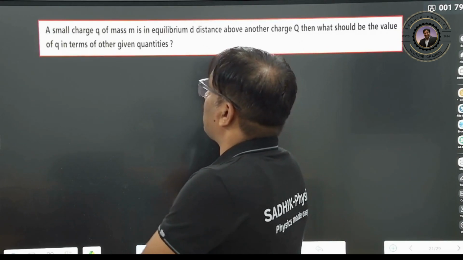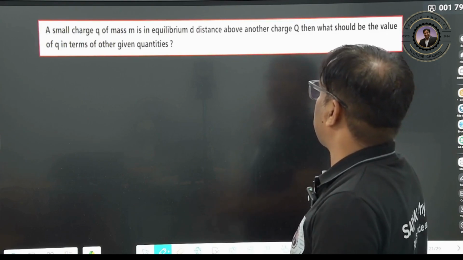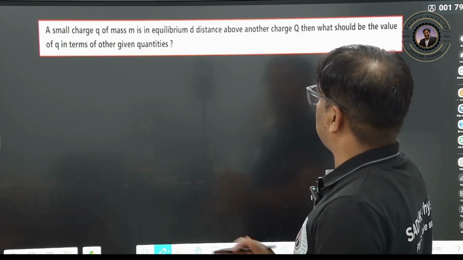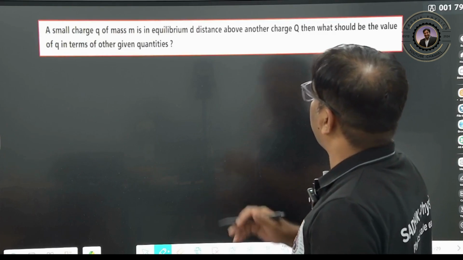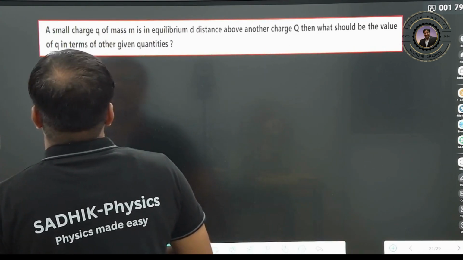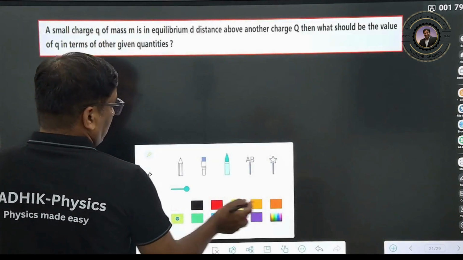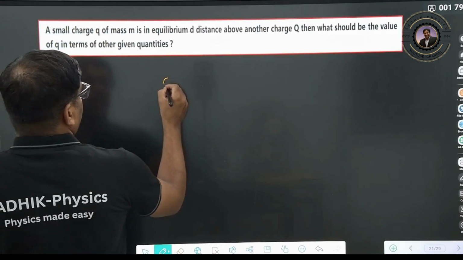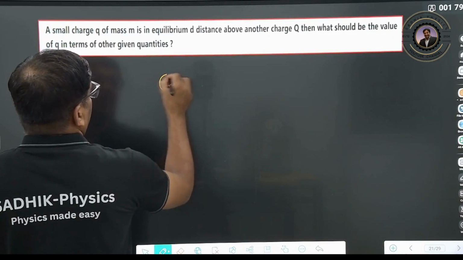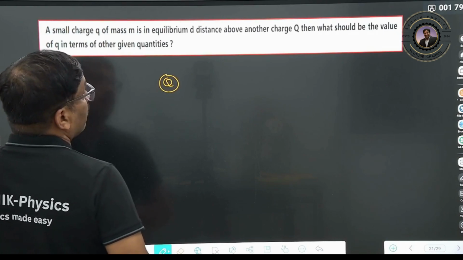A small charge q of mass m is in equilibrium at a distance d above another charge Q. What should be the value of Q in terms of the given quantities? Therefore, what is given now? This is a simple question. Capital Q is given. Okay, a small charge q is placed under equilibrium above, right?